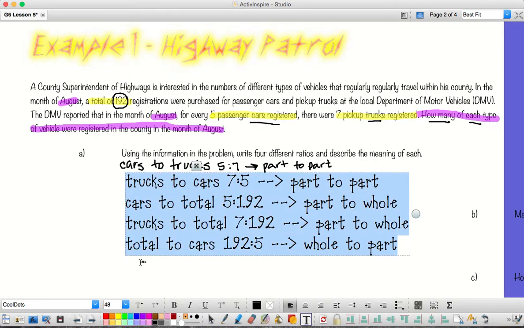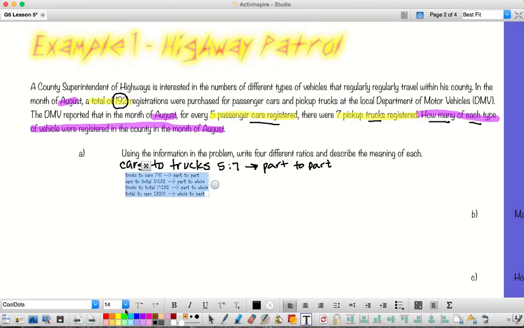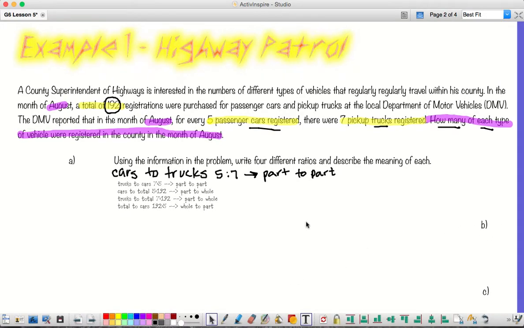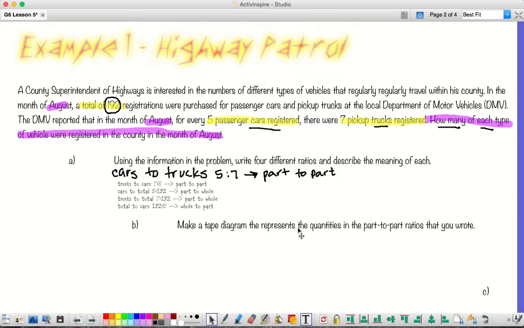All right, give us some room here. I'm going to make this smaller. Again, you could have any of those. You do not have to have all of them. You just need to have some of them. You just need to have a total of 4. Okay, because the next thing that we are going to look at is we're going to make a tape diagram that represents the quantities in the part-to-part ratios that we wrote.